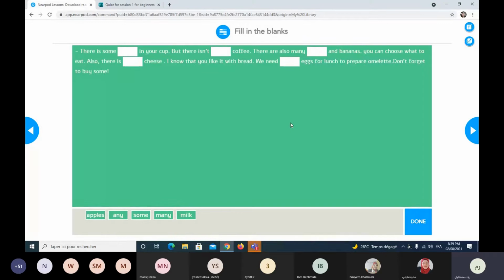Also, there is cheese. I know that you like it with bread. We need eggs for lunch to prepare omelette. Don't forget to buy some. And these are the words: apples with S, any, some, many, milk. I will give you 5 minutes to finish the task.